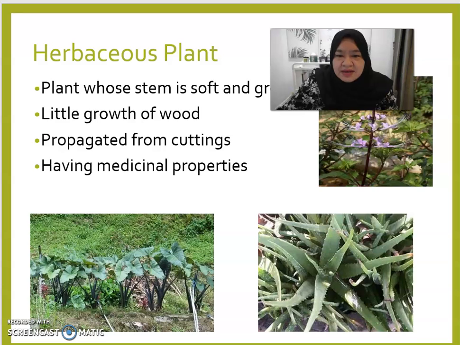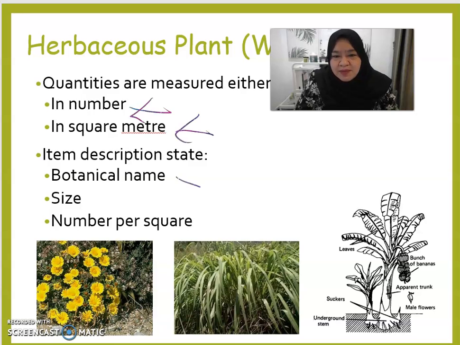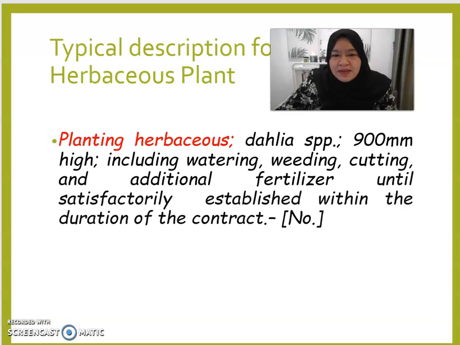Herbaceous plant, normally stem is soft and green, also measure in number or square meter. You need to describe your botanical name, the size and number per square for this herbaceous plant. Okay, example of herbaceous plant description. Again, if you realize they have a same pattern in describing these plants.